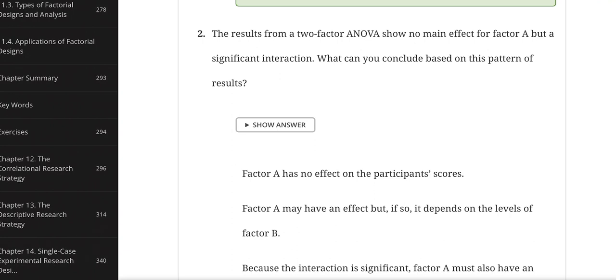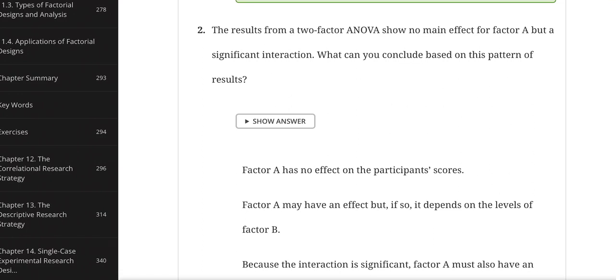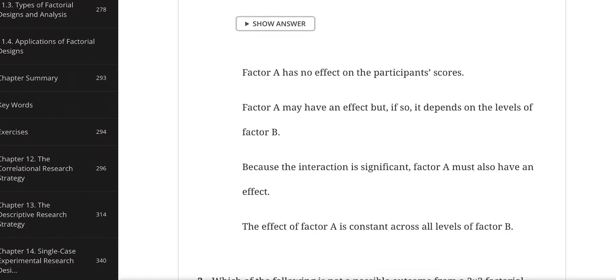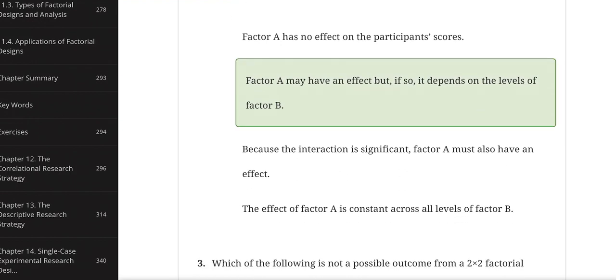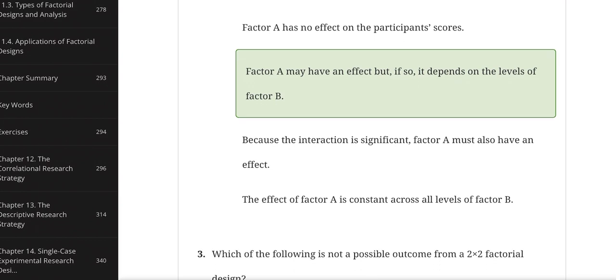And then the results for a two-factor ANOVA show no main effect for factor A, but a significant interaction. What can you conclude based on this pattern of results? So there's no main effect for factor A, but there is an interaction. So hopefully that "depends" word jumped out at you and you realized that factor A may or may not have an effect, but if it does have an effect, it's going to depend on the levels of factor B, right? Because there was no main effect for factor A. So you can't say this top answer, factor A has no effect, because there was an interaction. So there had to be something going on with factor A.